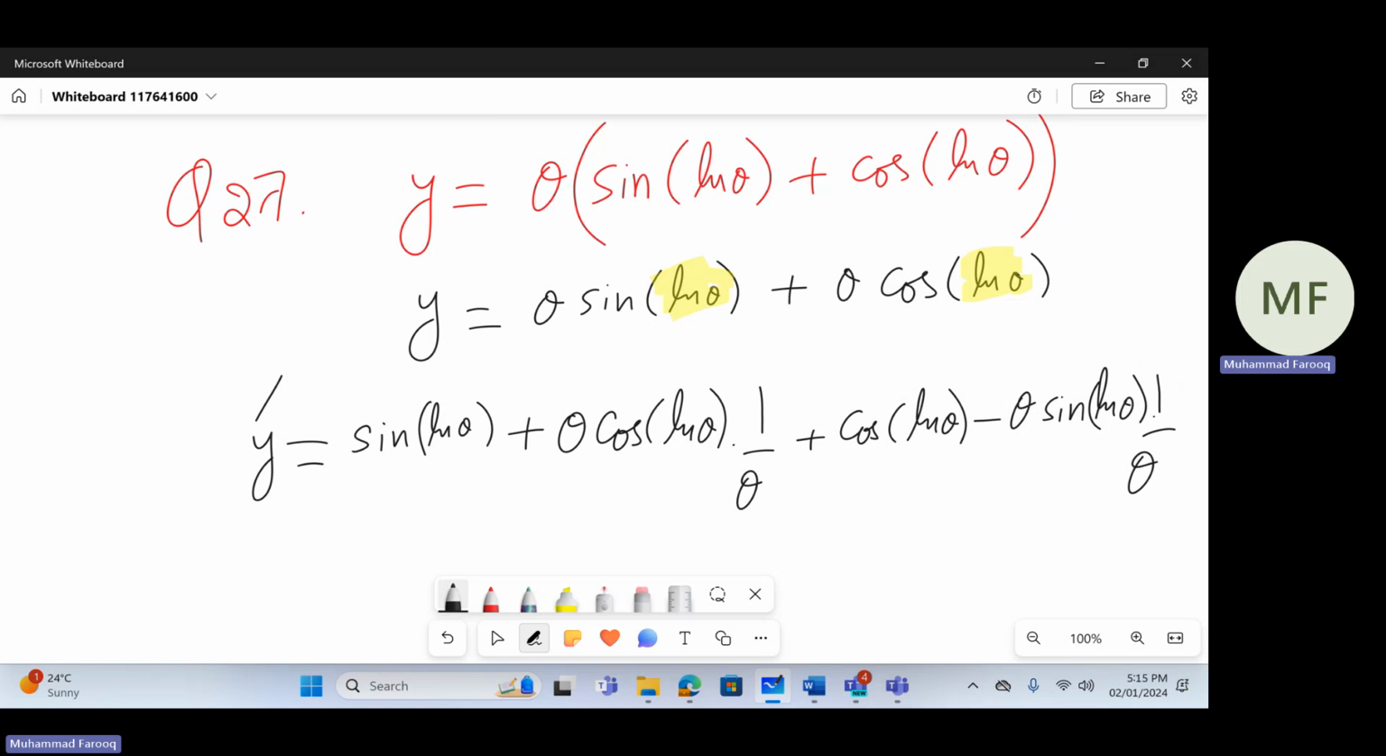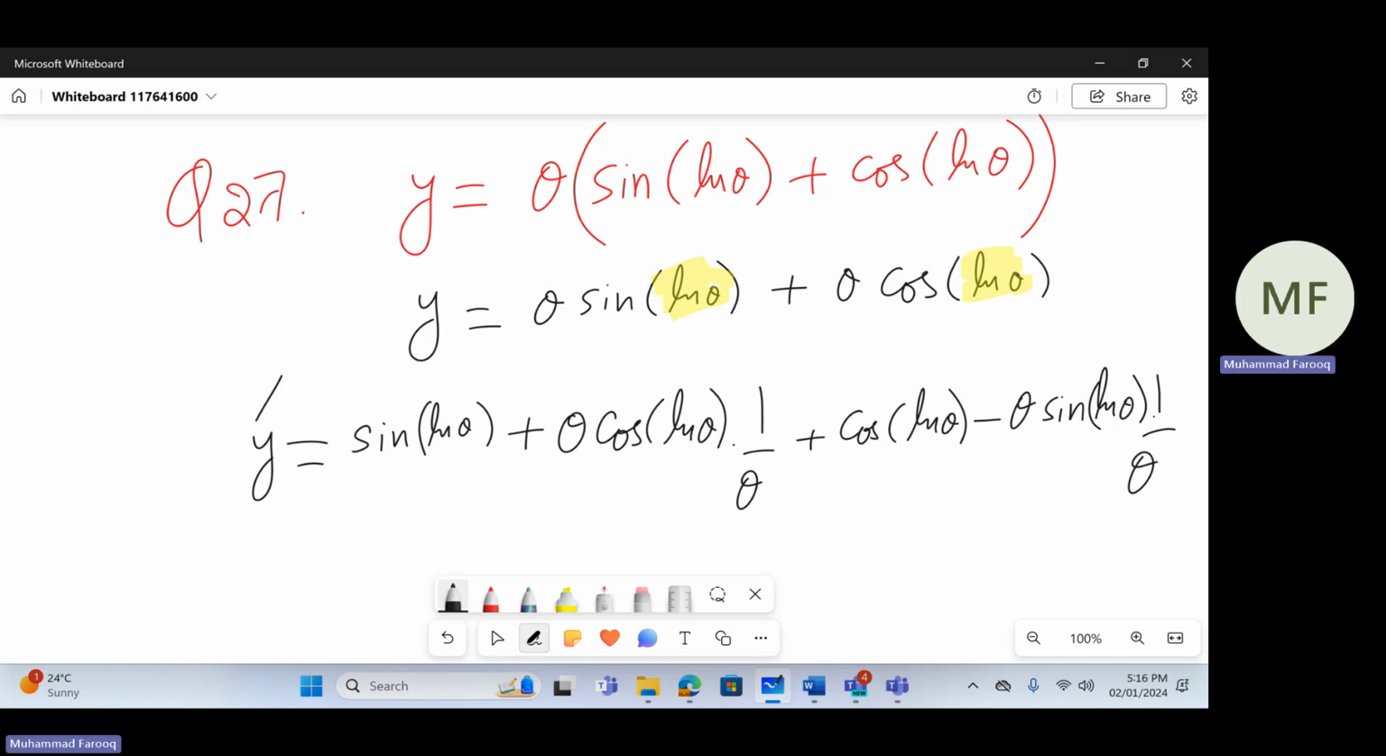I just use the UV product rule here, and I also use the product rule here. In the product rule, when you take the sine derivative, you also have to take the angle's derivative. The angle is ln theta. Its derivative is 1 by theta. Same here: when you differentiate cosine, it is minus sine, and it also has ln theta as an angle, whose derivative is 1 by theta, because we are using the chain rule.